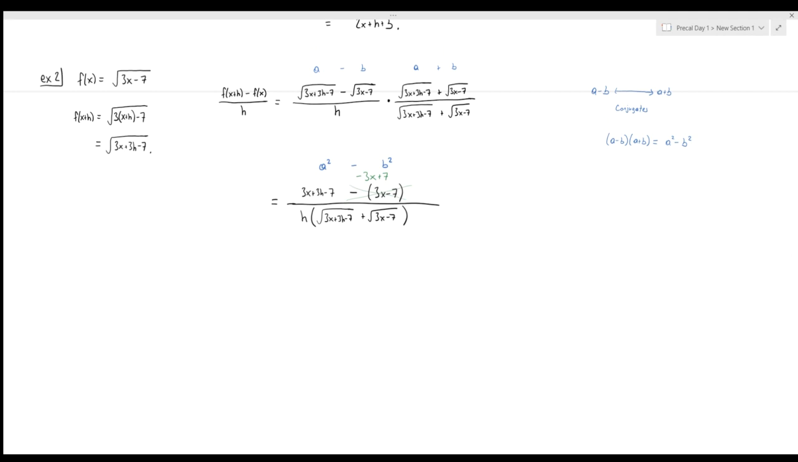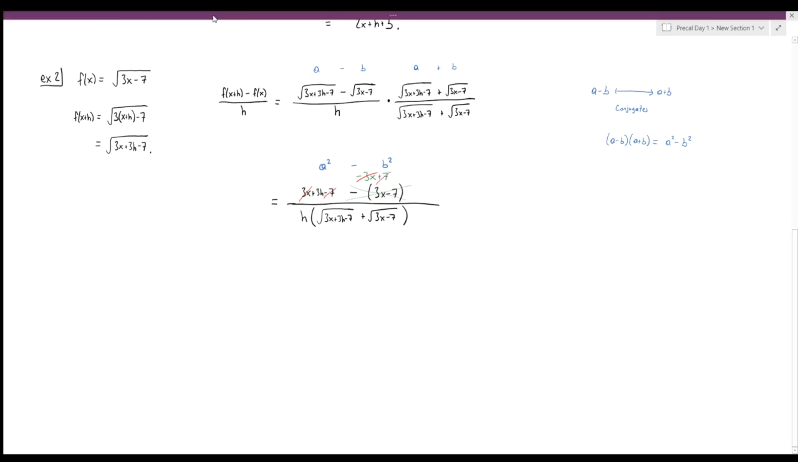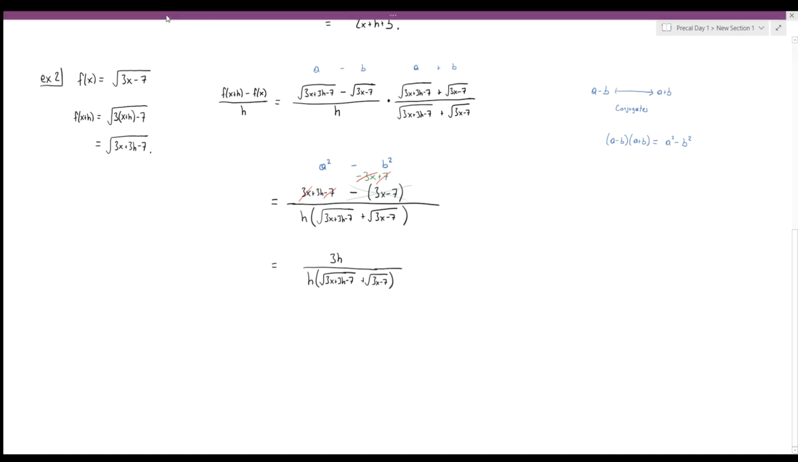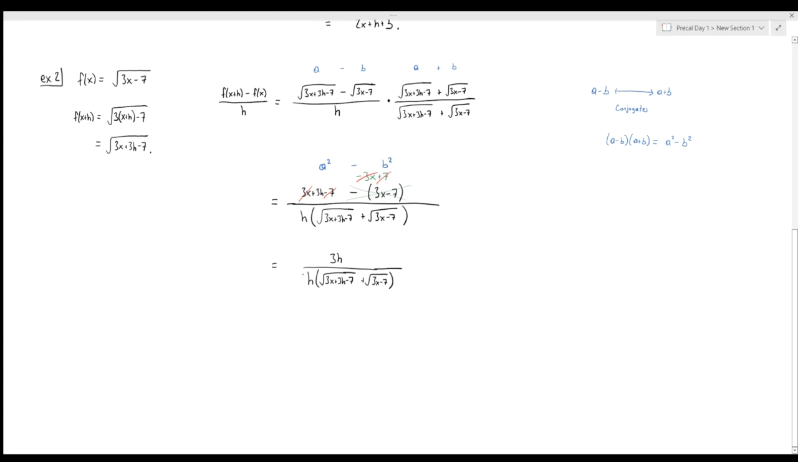And then from here, in the numerator, the 3x's will cancel, 3x minus 3x. And then we also have minus 7 and plus 7 will cancel. So that leaves us with just the 3h in the numerator. And then we have the same denominator still. And at this point, we can now cancel out the h in the denominator with this h in the numerator.